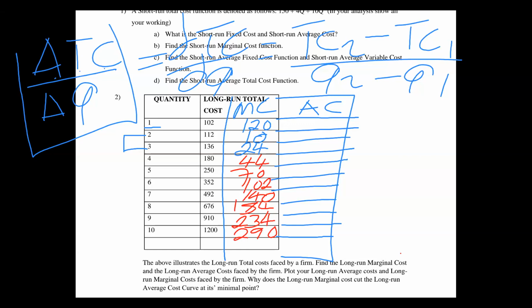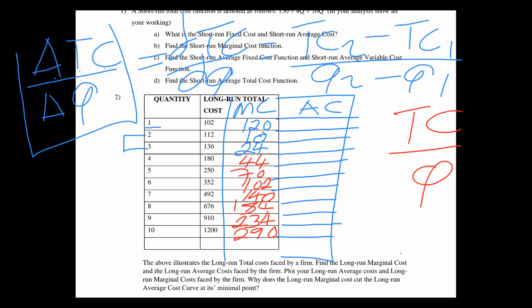Is there any question? No question for the marginal cost. We can go to the average cost now. The average total cost we said is found by saying what? Total cost divided by output, isn't it? That's what we said. The average cost is found by total cost divided by output.